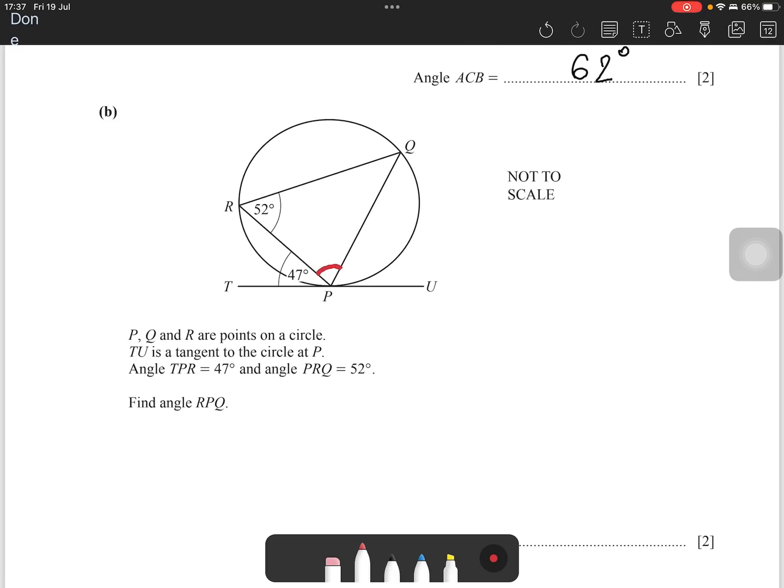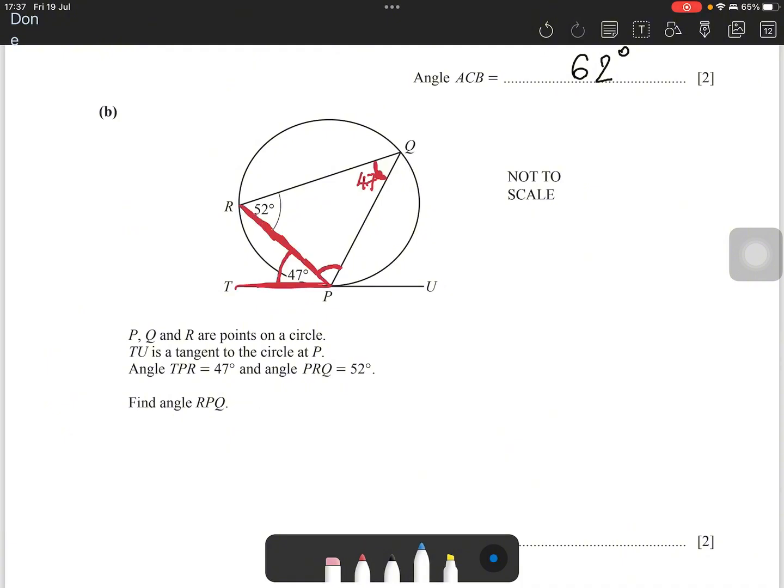We know that TU is the tangent, and the angle TPR is the angle formed by the tangent and the chord RP. So the angle 47 should be the same as the angle at the circumference, which is subtended by the same chord RP. This one is also 47 degrees.